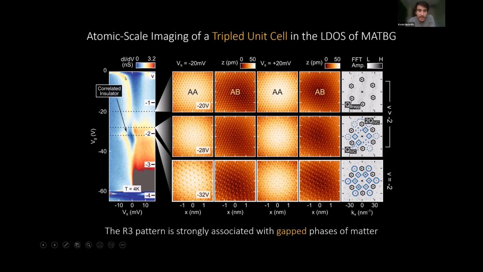So up here, we see this high density of states feature, this yellow peak here that pins to the Fermi level as I pull electrons out of the sample, and then it opens and closes at the Fermi level into this deep suppression, this gapped phase, which is the nu equals -2 insulator.